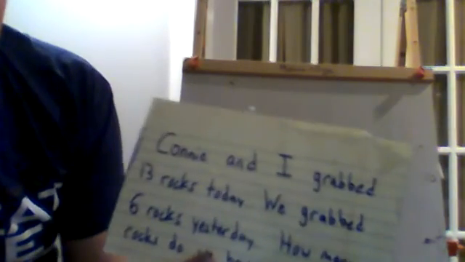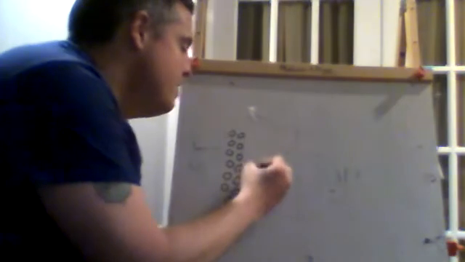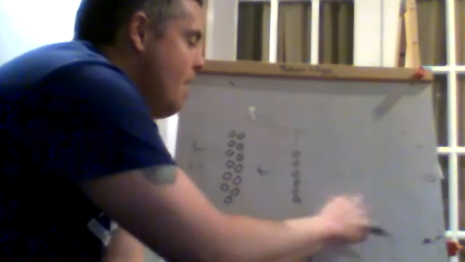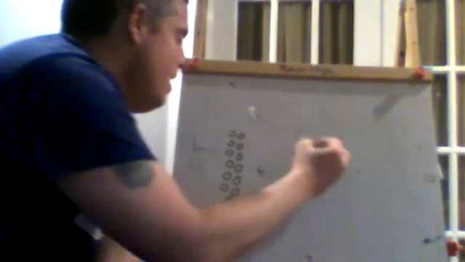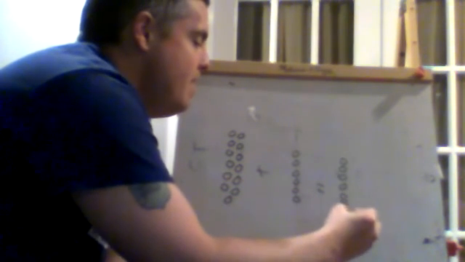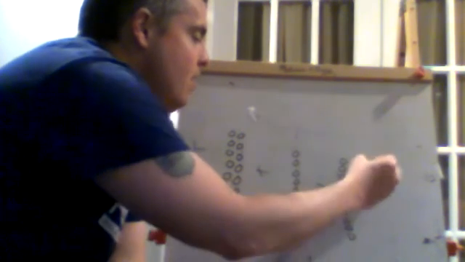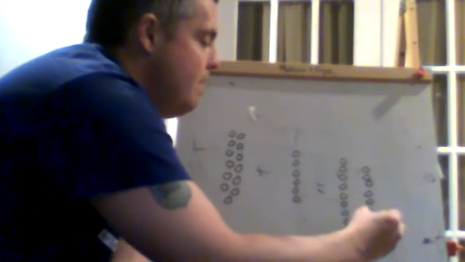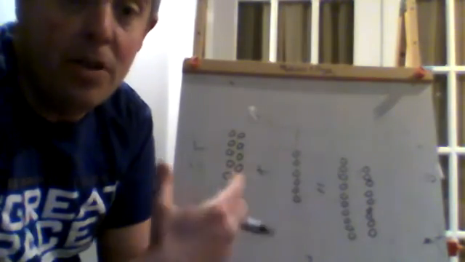Okay, and then how many? So I look at it again. Connie and I grabbed 13 rocks today. We grabbed 6 rocks yesterday. Okay, plus 6 rocks yesterday: 1, 2, 3, 4, 5, 6. So how many do we have all together? Well, I have 1, 2, 3, 4, 5, 6, 7, 8, 9, 10, 11, 12, 13, 14, 15, 16, 17, 18, 19. Okay, now you don't see any numbers there, but you can represent it with a drawing. Okay, that's one way to do word problems.